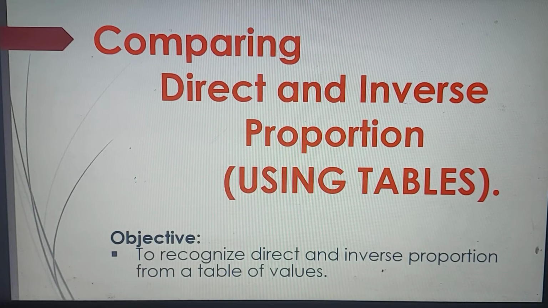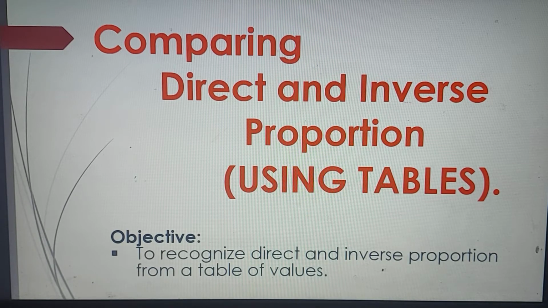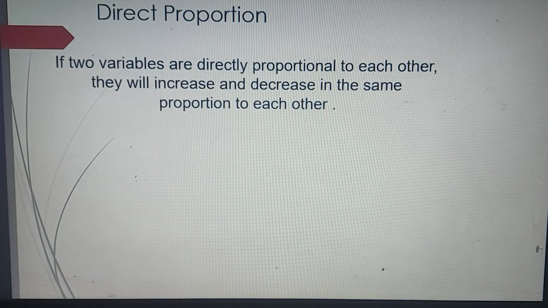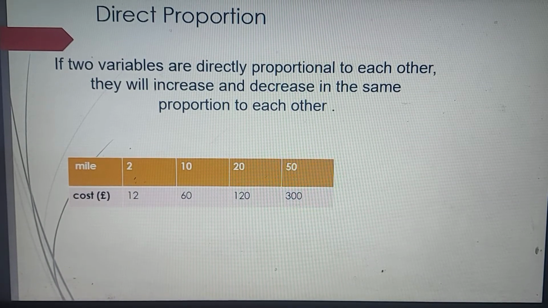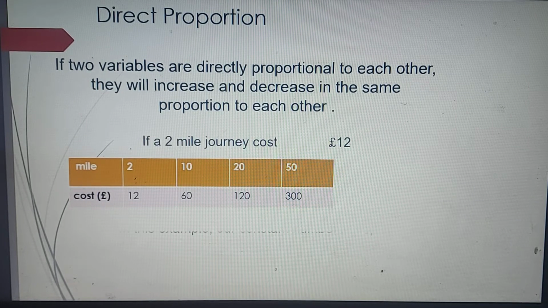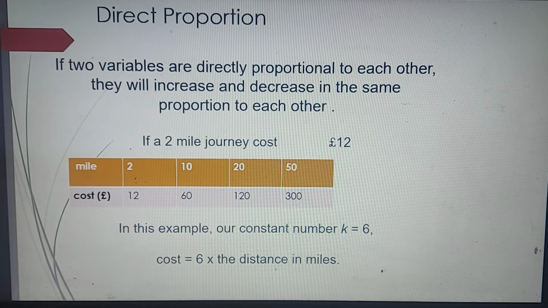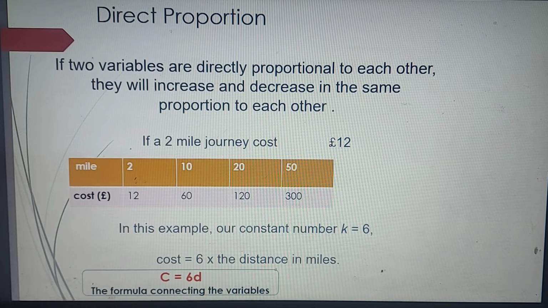So today our objective is to recognize direct and inverse proportion from a table of values. Just a quick one. Here's a table of values in which the variables are in direct proportion. As you can see, as the miles increase, the cost also increases. In this example, our constant number k is 6. It means that if you multiply each of the miles by 6, you get the cost in each of them. So the cost equals 6 times distance in miles. The formula connecting the variables is C equals 6D.